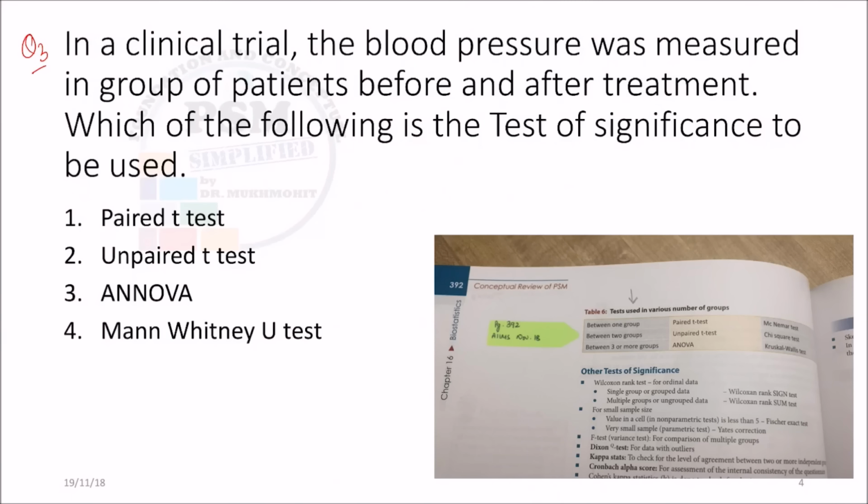In a clinical trial, the blood pressure was measured in the patients before and after. So actually there might have been 2 questions probably. I'm not very sure on this, but nevertheless I have discussed both the options. So the answer would be a paired t test. Whenever the question is saying in the same group, it is before and after.